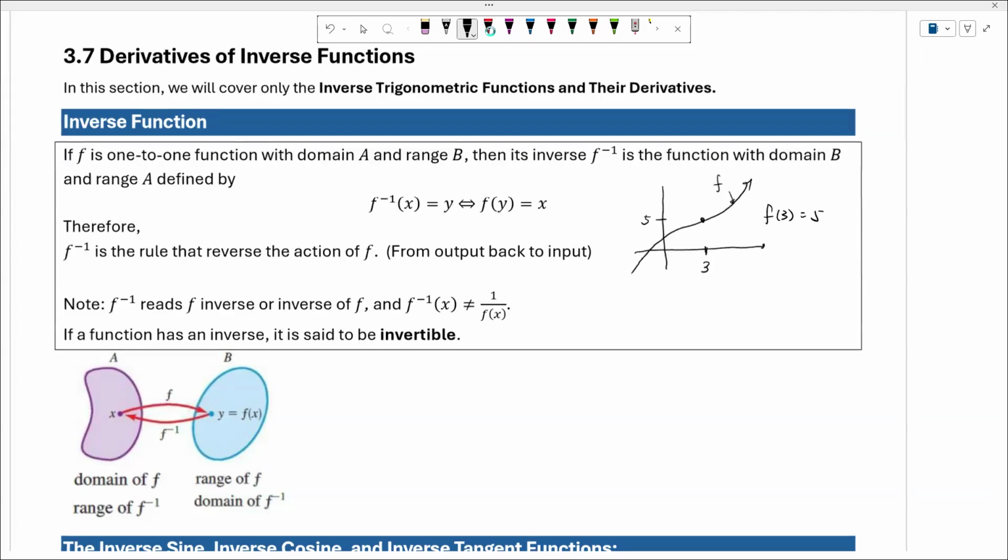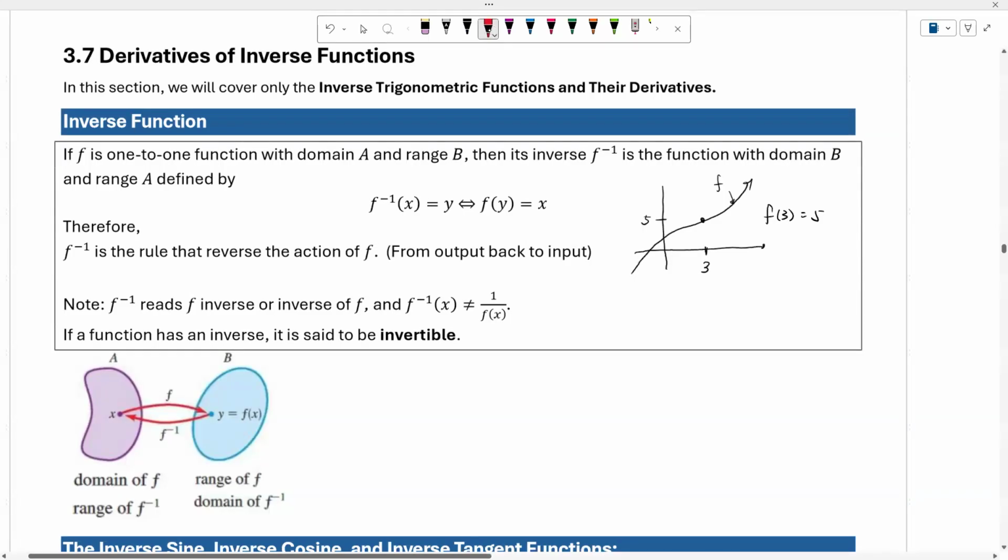If the function is one-to-one, we can trace it back from the output to the input. So in this case, we write f inverse of 5 equals 3. Again, this is the idea about inverse functions. Notice f inverse of x is not equal to 1 over f of x. It's not a reciprocal.